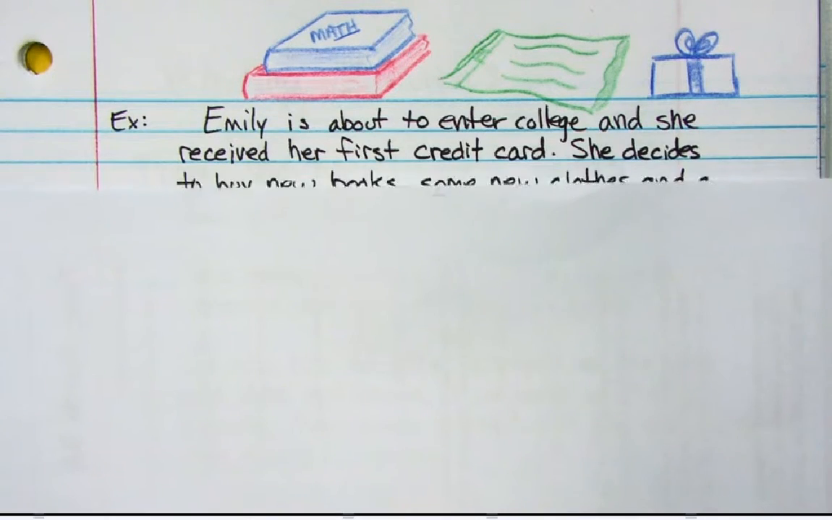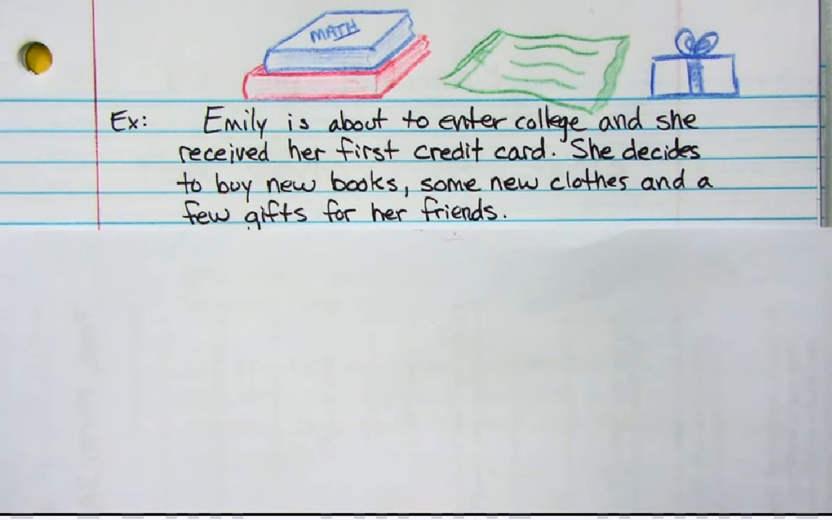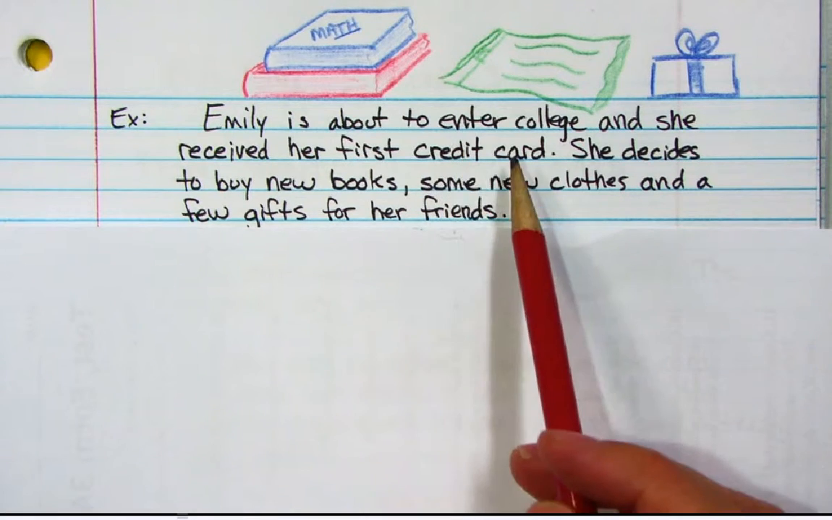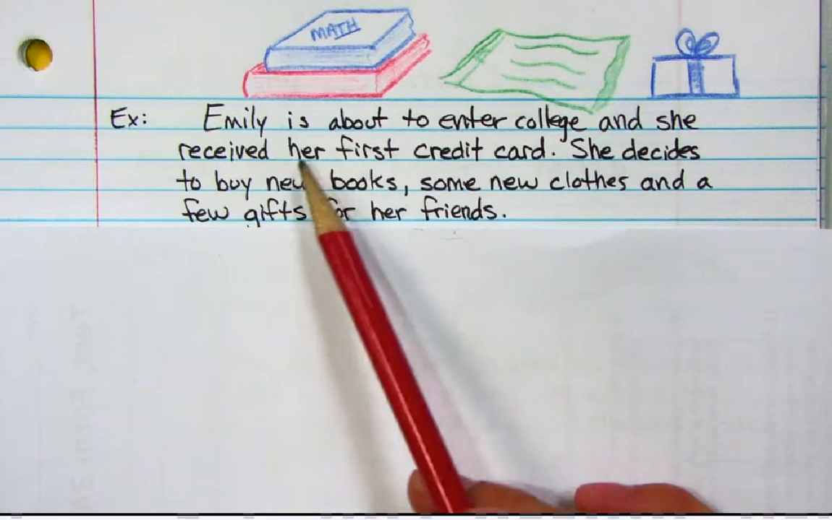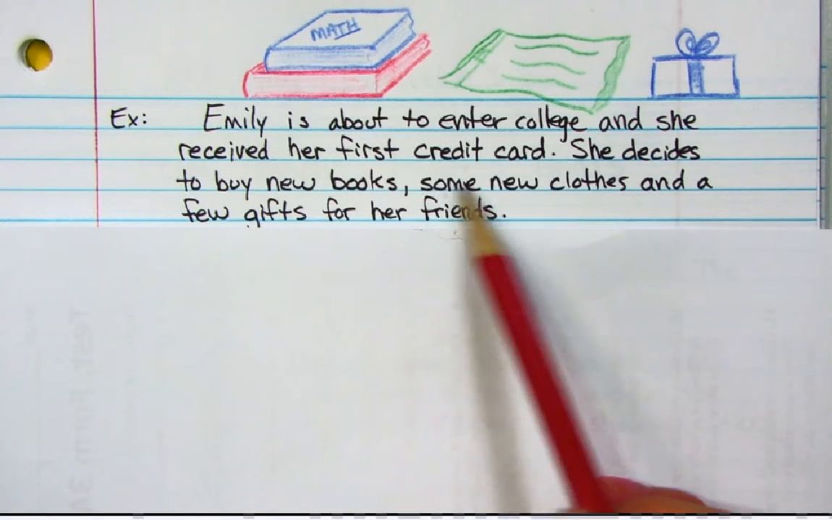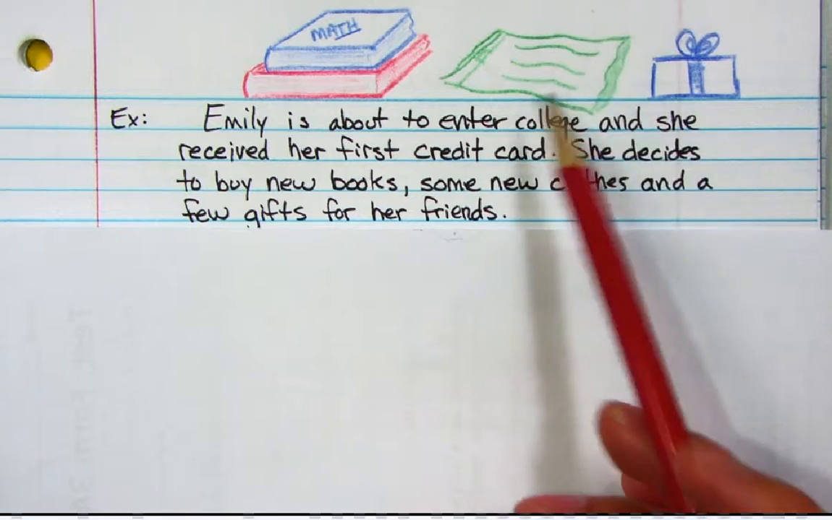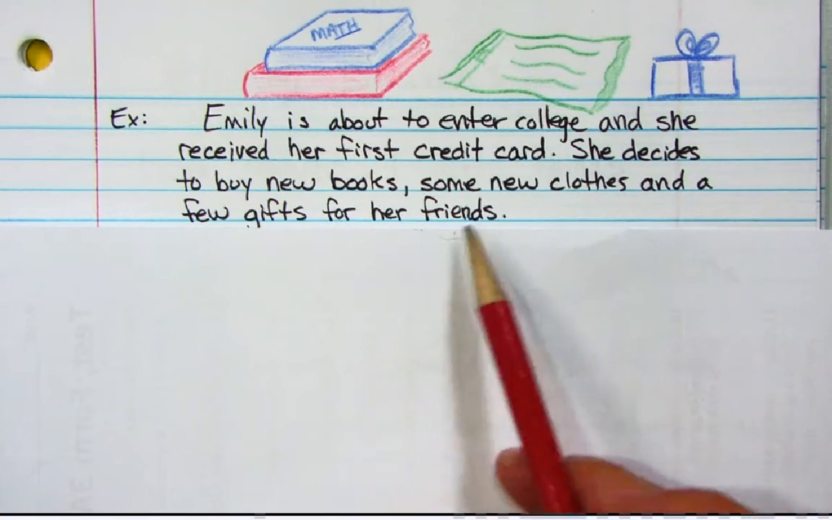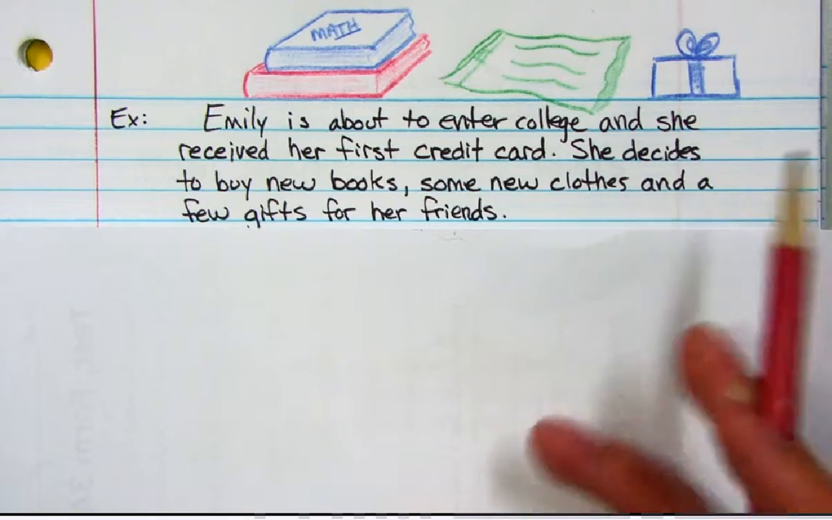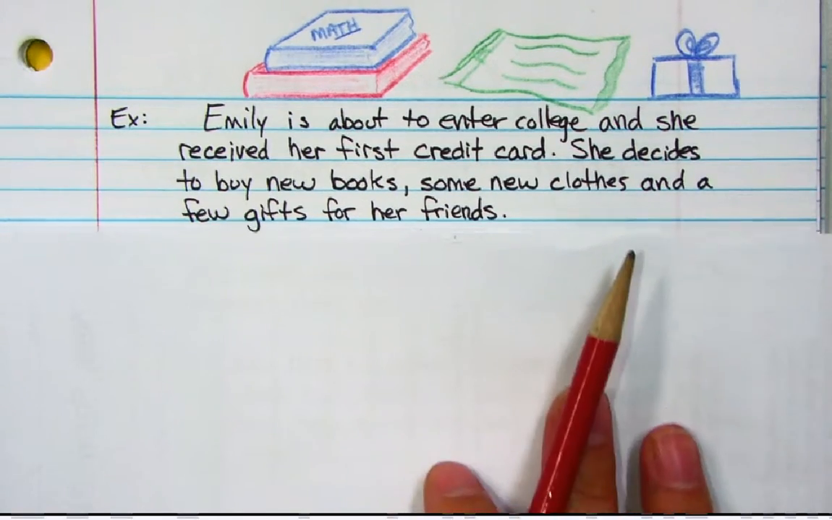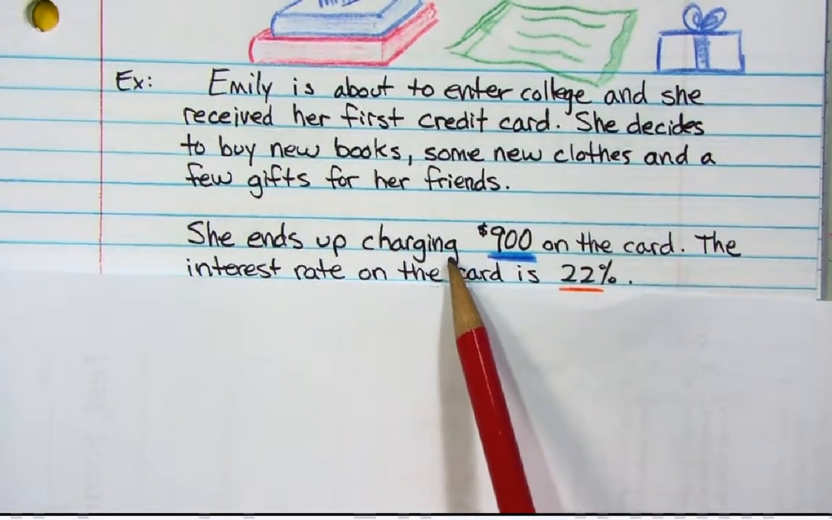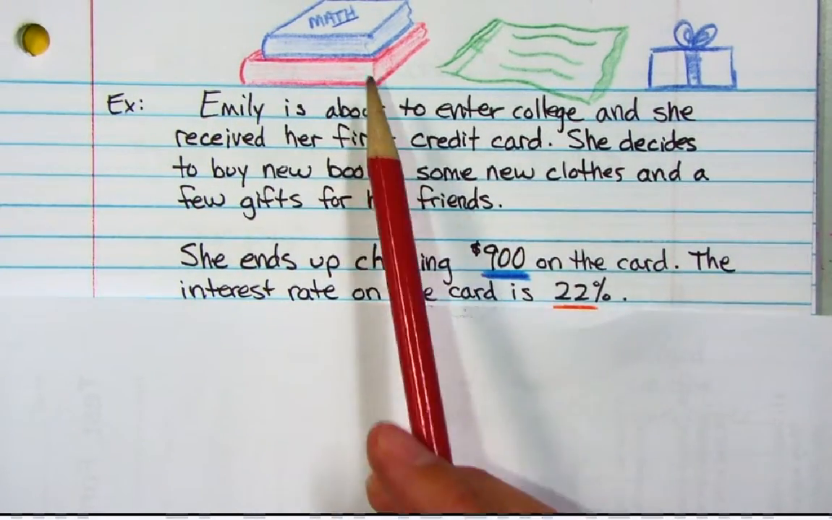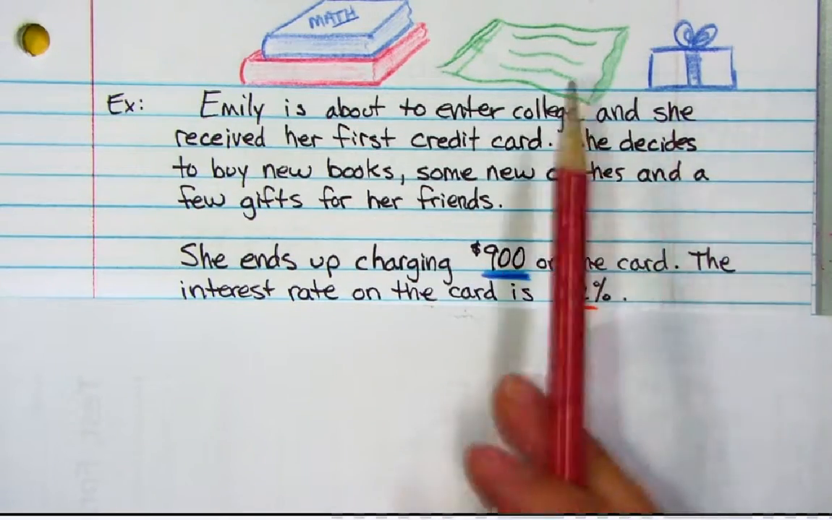So fast forward through a number of years, and Emily's about to enter college, and she received her first credit card, right? She's 18. She's all pumped. Yeah, I got a credit card. She decides to buy some new books. Oh, way to go. Some new clothes. That's supposed to be a skirt. I don't know. Looks like a towel now. And some new gifts for friends. Oh, what a nice person she is. Well, let's find out. She ends up charging $900 on the card. Whoa, you say that's a lot. Well, most of that probably went to books, but probably there's some more over there.